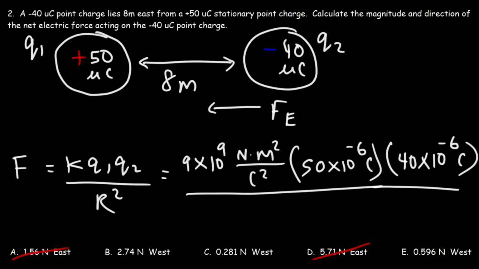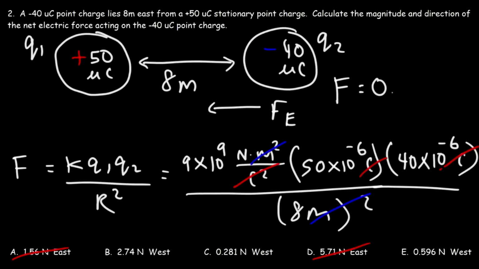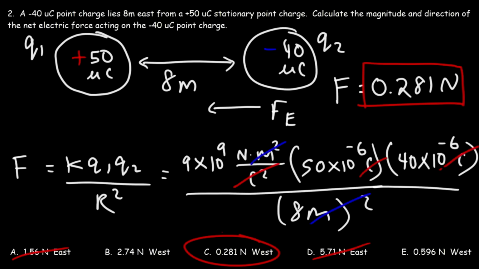Now R is the distance between the two charges. And so that's going to be 8 meters. And don't forget to square it. So the unit coulombs will cancel, and the unit square meters will cancel. So it's going to be 9 times 10 to the 9 times 50 times 10 to the negative 6 times 40 times 10 to the negative 6 divided by 8 squared. And so the force is going to be 0.281 newtons. So the final answer is C. We have a force of 0.281 newtons directed west.